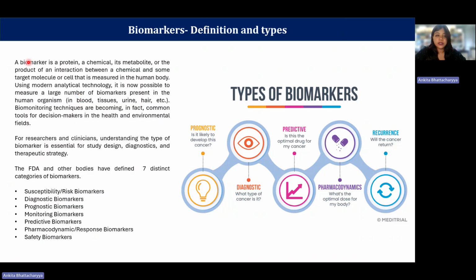So a biomarker by itself, by definition, is a protein, a chemical, or a metabolite, or the product of an interaction between a chemical and some sort of a molecule, or within a cell, that is measured in the human body.